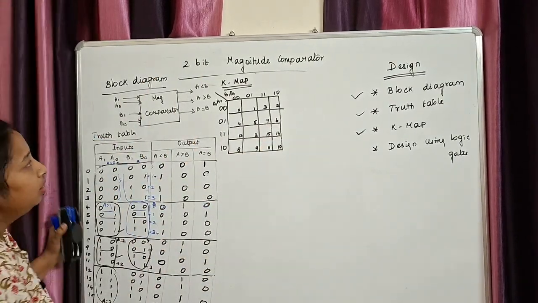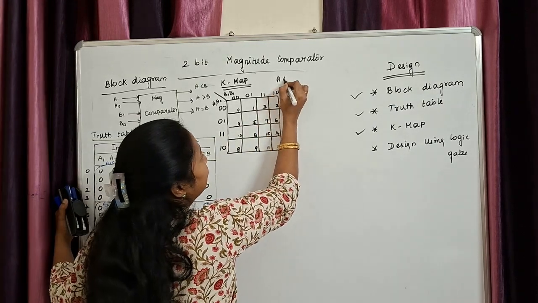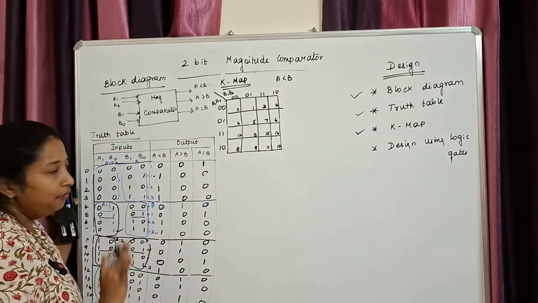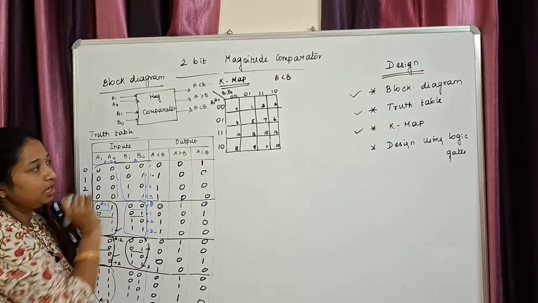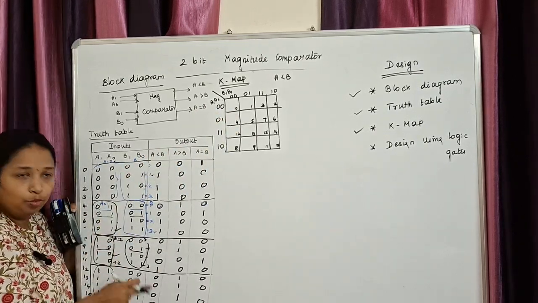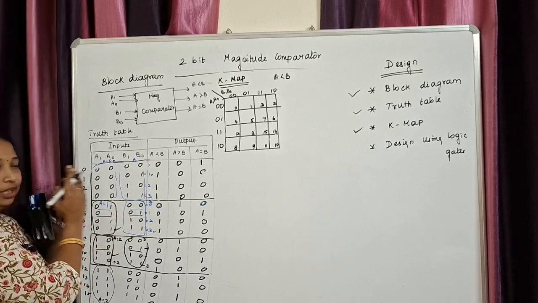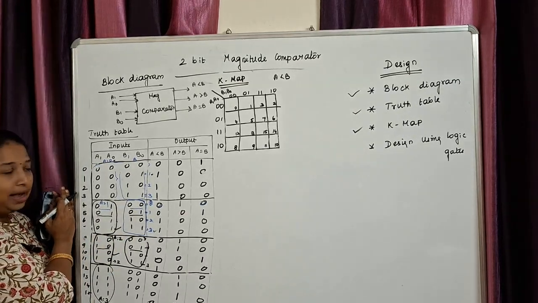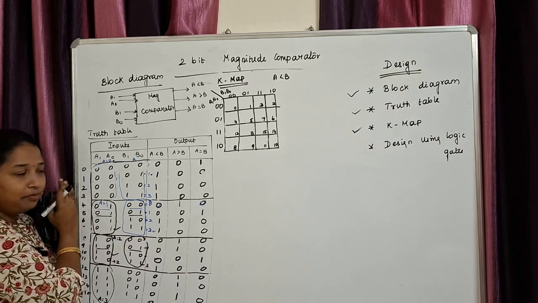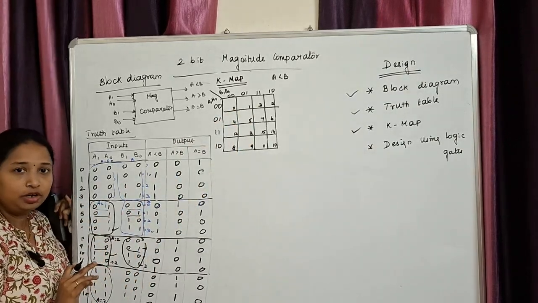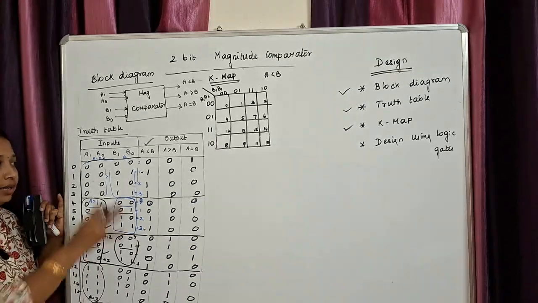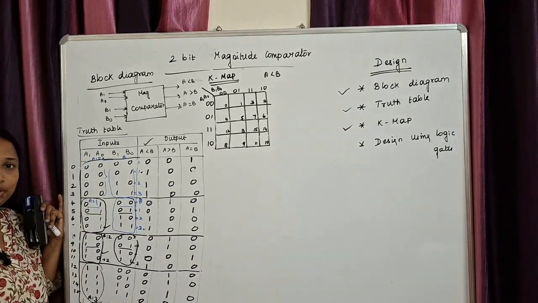Now, this is for A less than B. Clear? For A less than B. Where is A less than B? How do you position the numbers in the K-map for A less than B? Wherever you have got your output as 1. Check for the corresponding decimal number, and against that particular decimal number which has got your output as 1, position them as number 1 in your K-map. Clear? Let's solve it so that it will be easy for you to understand it better.